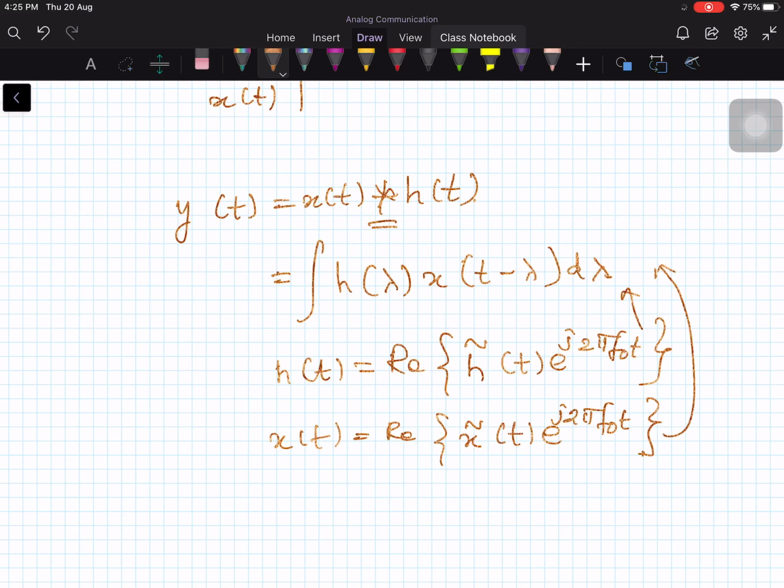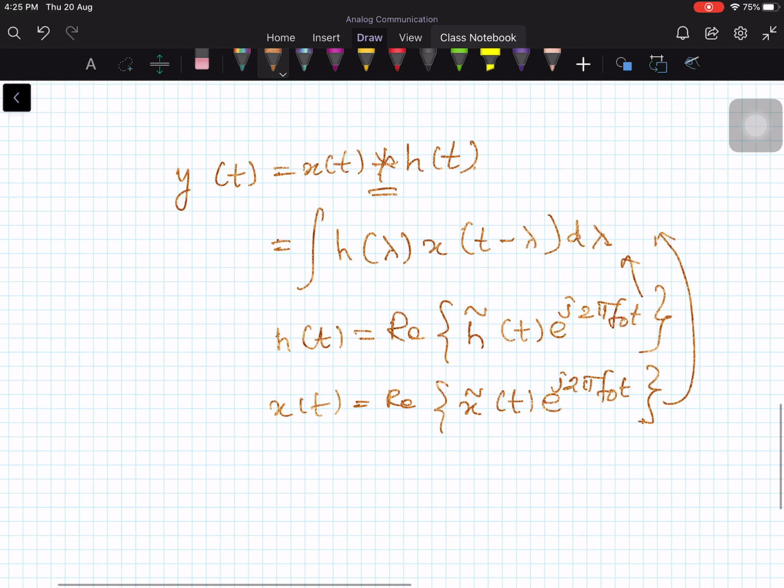Okay, let's go through this process. It is a fairly mechanical process. So please be careful. Now, how can I simplify this? Before substituting into this convolution integral, let me simplify this. How can I write h of t from this expression?